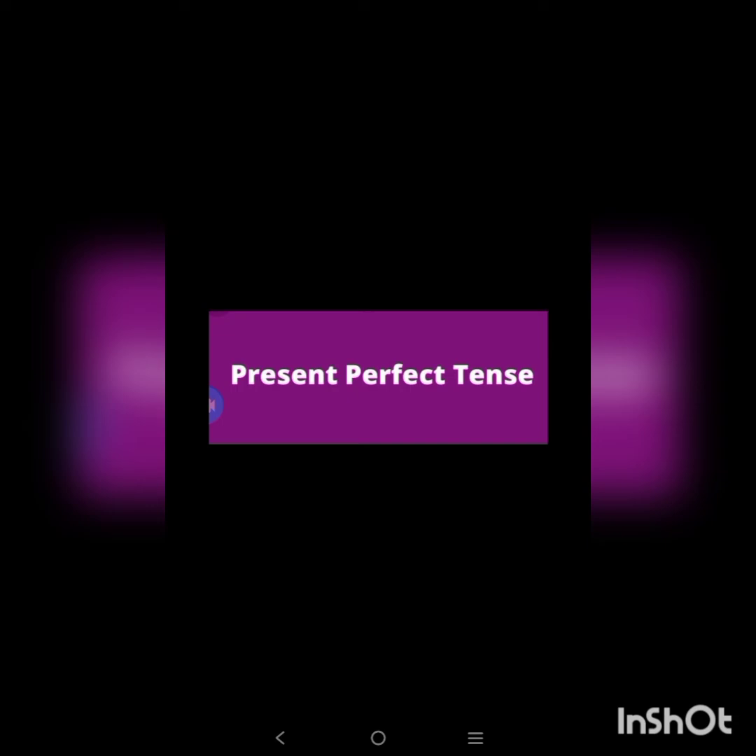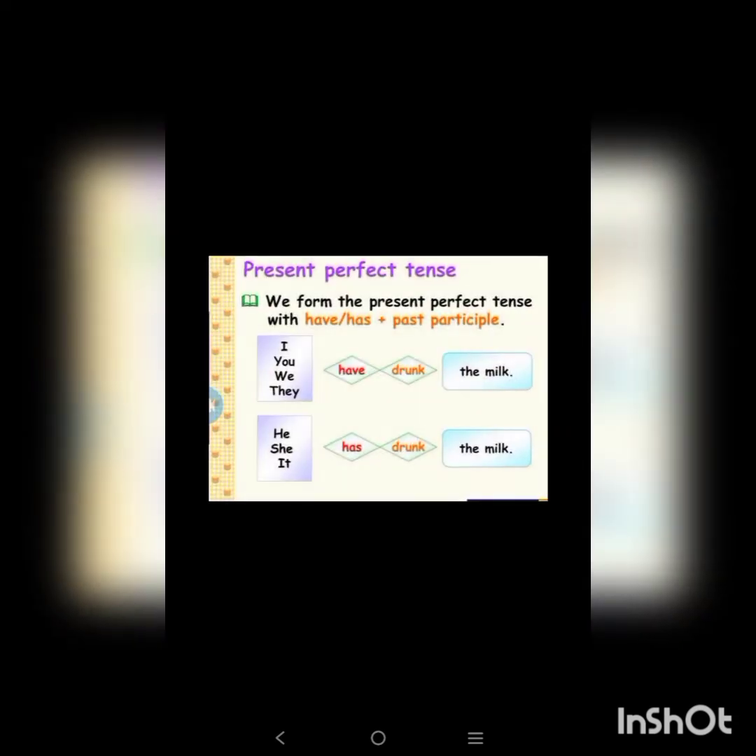Okay, it's continuing and it will end in the future. But in present perfect, the action started in the past and it continues up to the present only. Have you understood what present perfect tense is? In present perfect tense, we will use have or has plus the past participle of the verb.